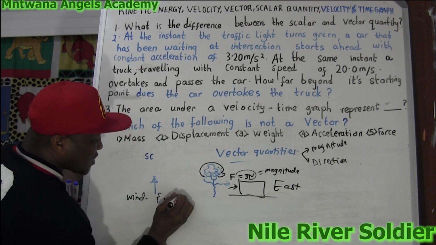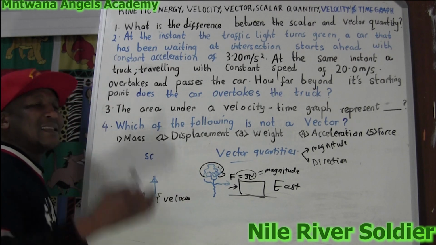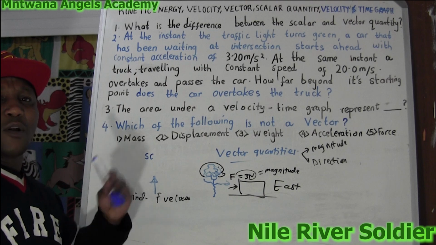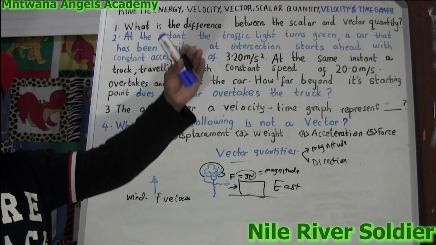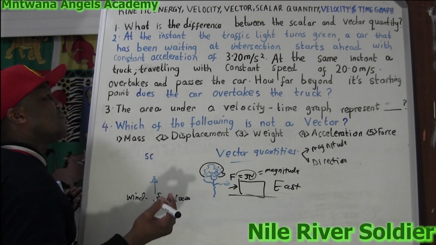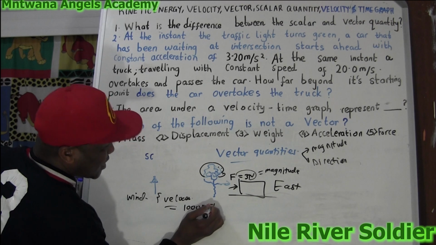Using velocity, because if the wind is blowing, you use velocity. So velocity is a magnitude, but in which direction? It was blowing to the north. So north is the direction. So this velocity was blowing, but how does it blow? It must be velocity. Let's say 100 meters per second.